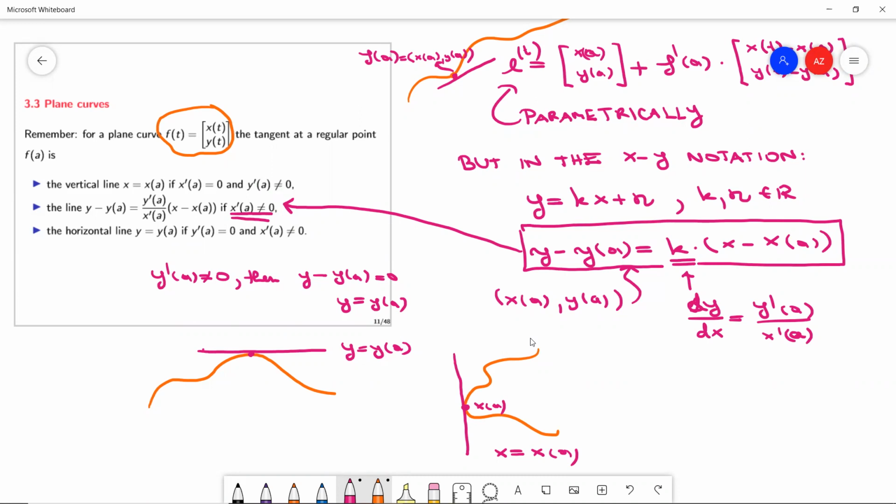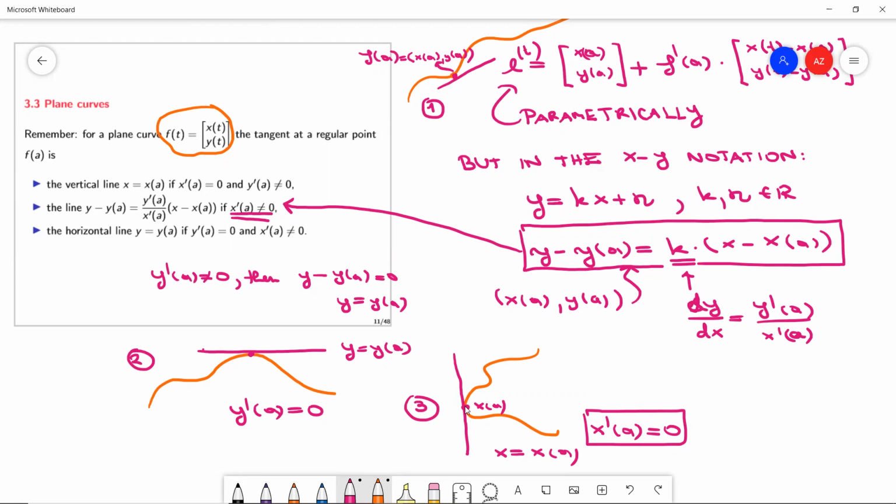But in this point, what's true for x? In this point, x instantaneously doesn't change. This means that x prime of a is 0 here. And in the horizontal case, y instantaneously doesn't change, so y prime of a is 0. So we have three cases. This is case 1, where everything is nice: the tangent is not horizontal, not even vertical. Then case 2, where the tangent is horizontal. And case 3, when the tangent is vertical.